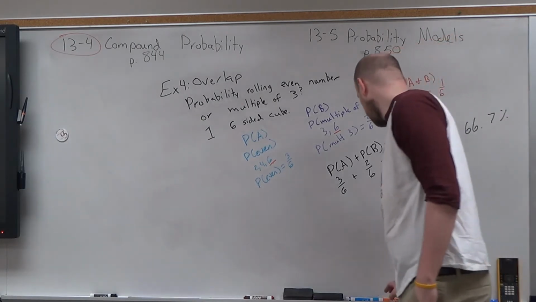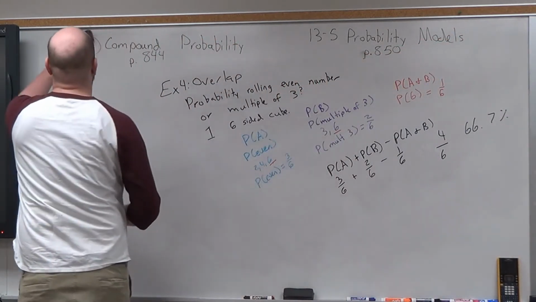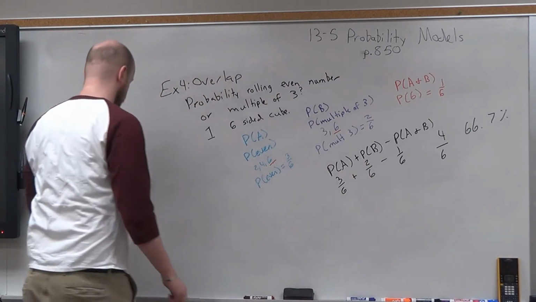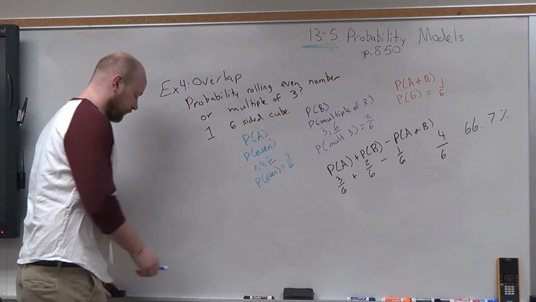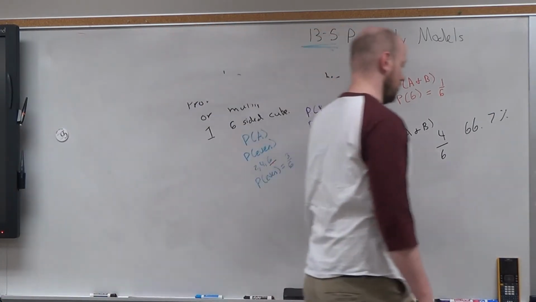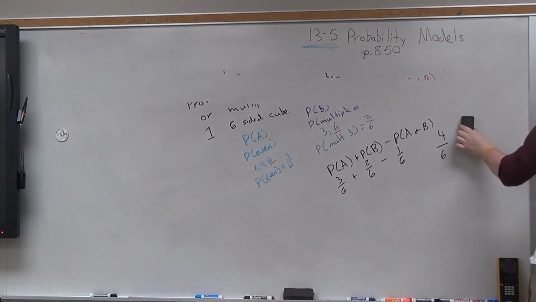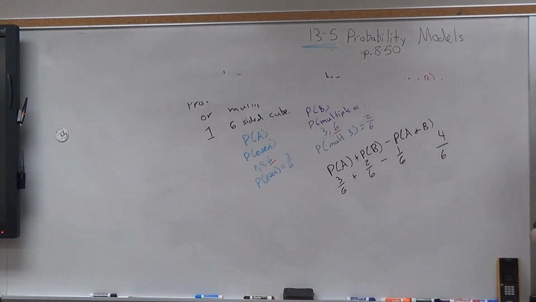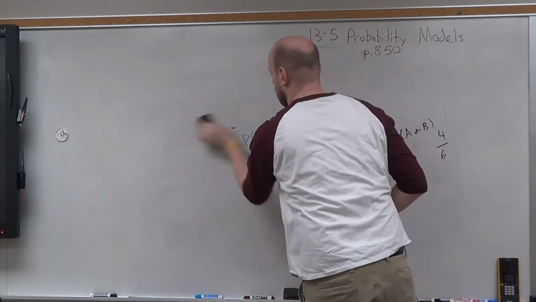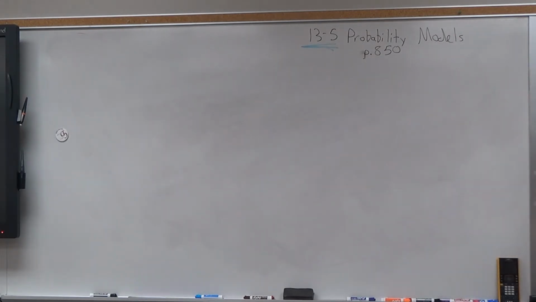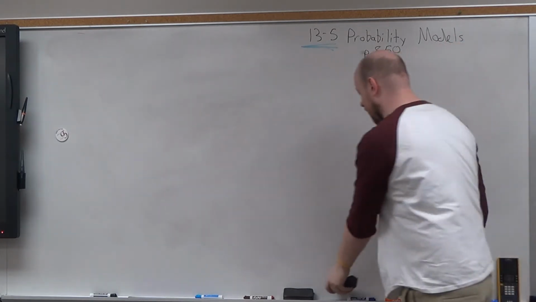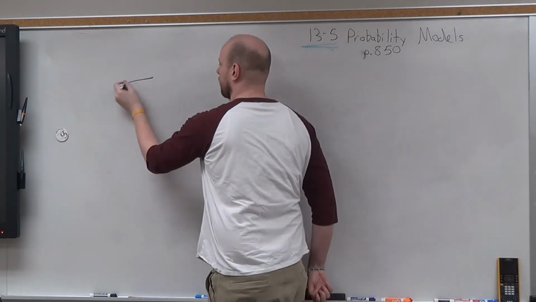Okay. Now moving on to 13-5. Probability models. So the first thing we need to talk about is what's called a two-way frequency.